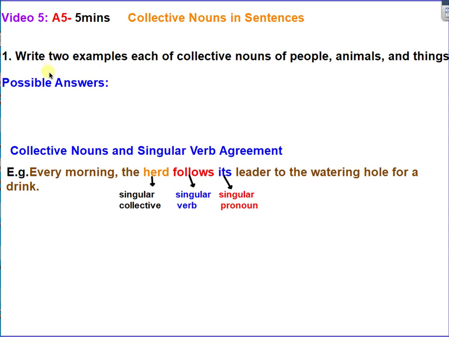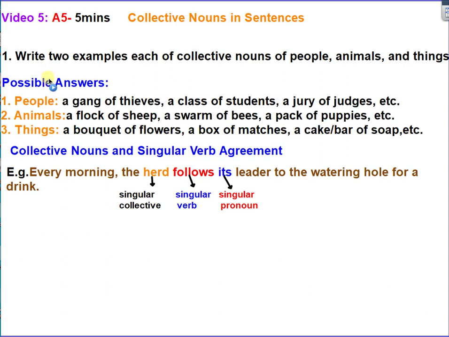Cross-check your answers with mine. If you look at mine, for people, we have a gang of thieves, a class of students, a jury of judges, etc. So any of them that you write is correct. And for animals, we have a flock of sheep, a swarm of bees, a pack of puppies. So these are collective nouns referring to animals.